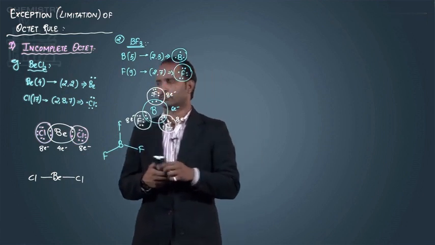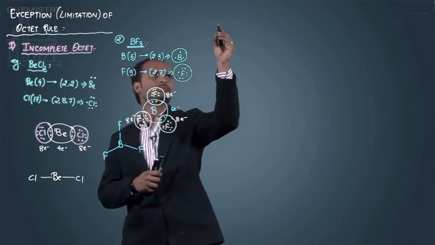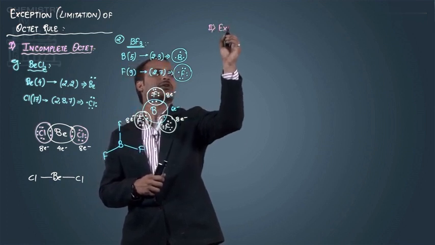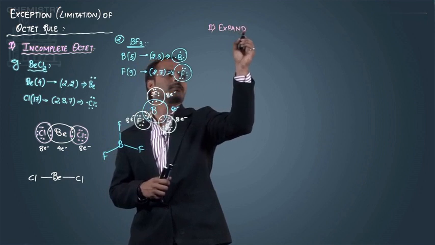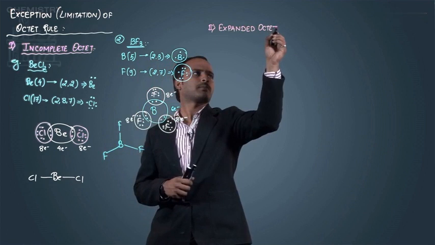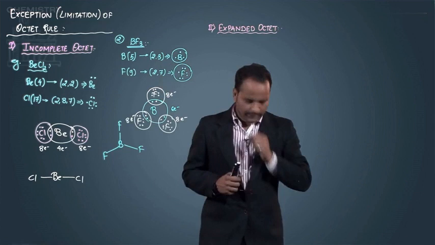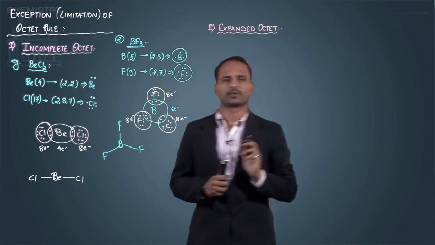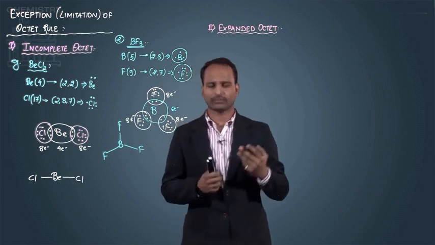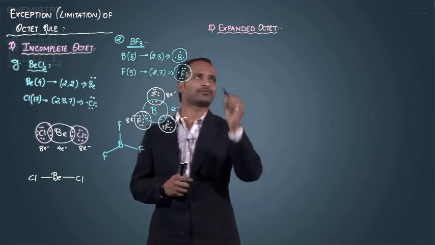Then the second limitation: expanded octet. As the name says, in an expanded octet the central atom in a molecule has more than 8 electrons. Let's see the example for expanded octet.